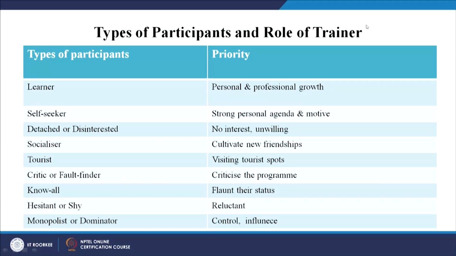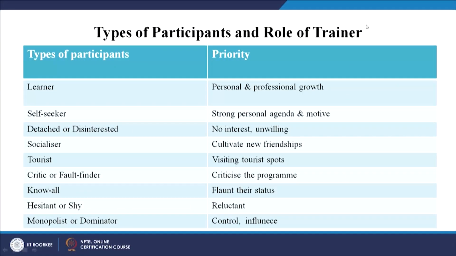There will be the self seeker type of participants. If self seekers are there, then they will have a strong personal agenda and motive, and therefore they will not go with the group, right. They will be asking more questions about the problems which they are facing. They will ask more questions related to how to get the solution during the training program itself, about what problem I am facing at my workplace. Those will be the self seekers.